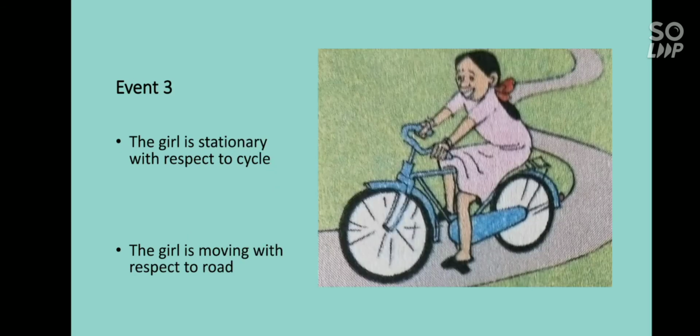So the next example is riding a bicycle. It's also the same thing. The girl remains stationary with respect to the cycle, but she is moving with respect to the road. She is traveling from this point to this point. So she is in motion with respect to the road. Clear? So all these events show that motion and rest are relative to each other.